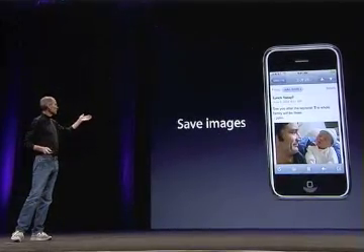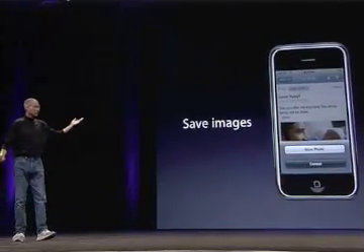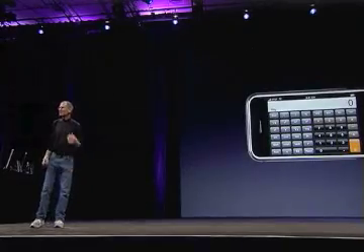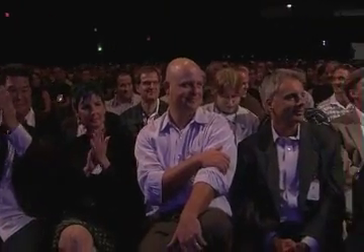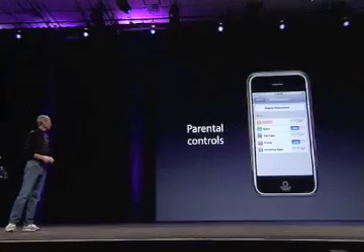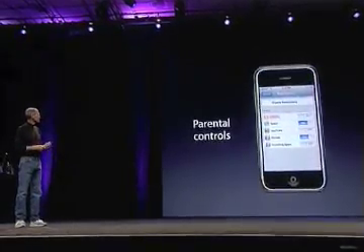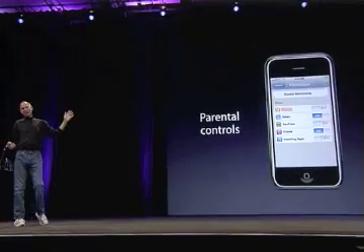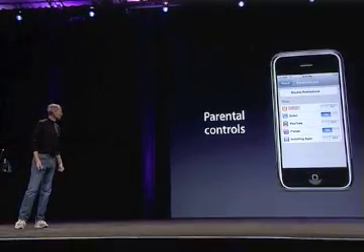And the ability to save images you might get in an email right to your photo library. Just tap on them and save them to your library. The calculator, we got some requests for a scientific calculator. So you just turn the calculator into landscape mode, and it turns into a scientific calculator. We've added parental controls. Some teenagers might not like this, but that's the way it's going to have to be. And so you can turn off explicit content. You can say no more YouTube this month. No more buying stuff from the iTunes Store or the App Store.